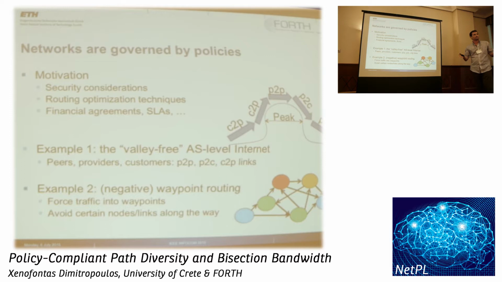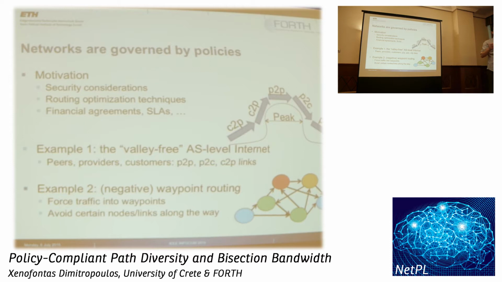In waypoint routing, we have a source and we have a destination. And our network administrator might require us to go through a firewall or to go through an intrusion detection system. And these firewalls or intrusion detection systems might be in different points in the network. So we have every time to go through there. And then after we go through this checkpoint, routing is free to follow any path we like. So this is another example of a policy that we have on the structure of paths.